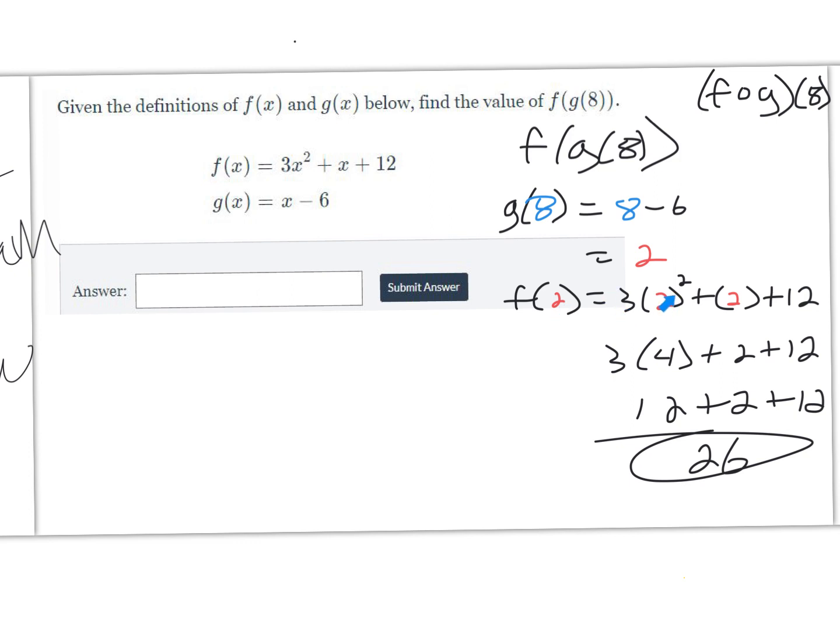So we have 3 times 2 squared plus 2 plus 12. And of course, 2 squared is 4. So 3 times 4 plus 2 plus 12, that's 12 plus 2 plus 12, which is 26. So the value of f of g of 8 is 26. And that'll end this part of the review.